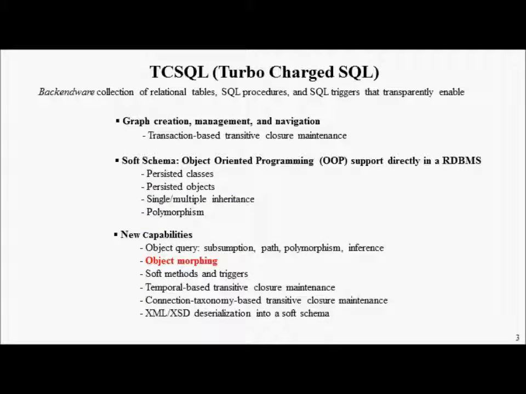To address the challenges identified on the previous slide, we're going to look at a technology called TCSQL. In particular, we're going to look at a feature called object morphing.